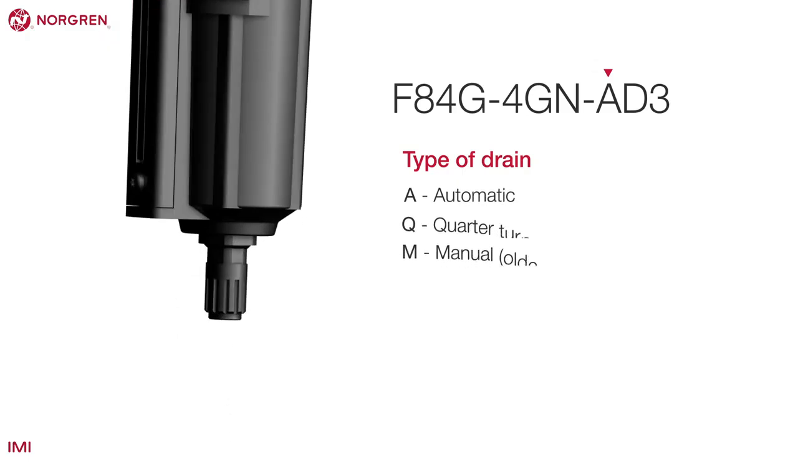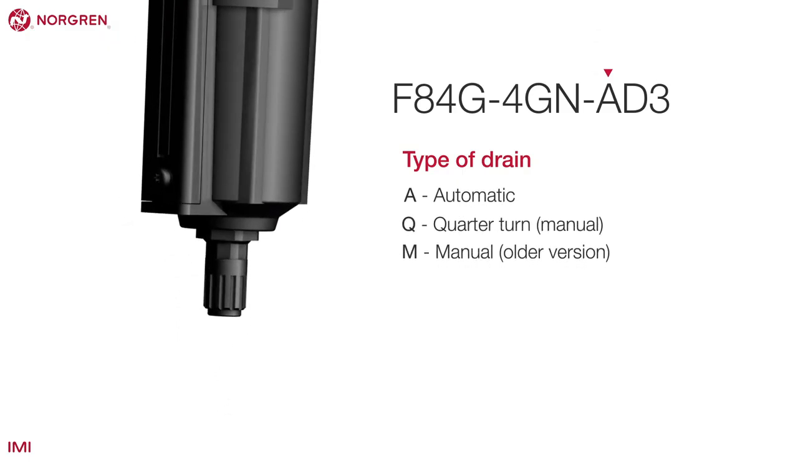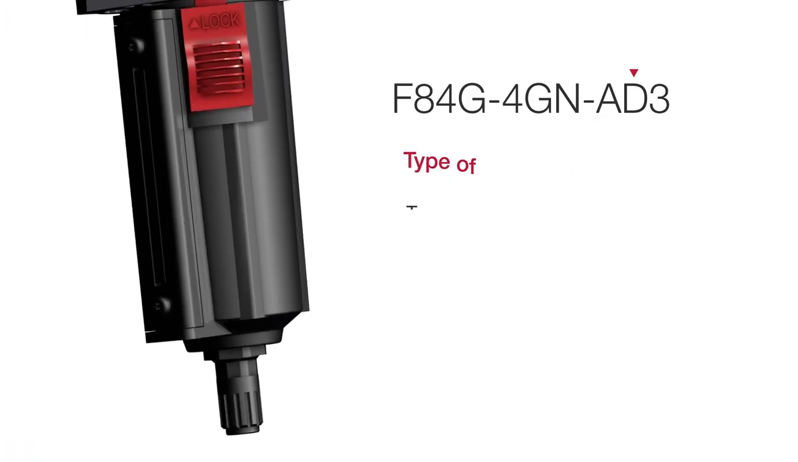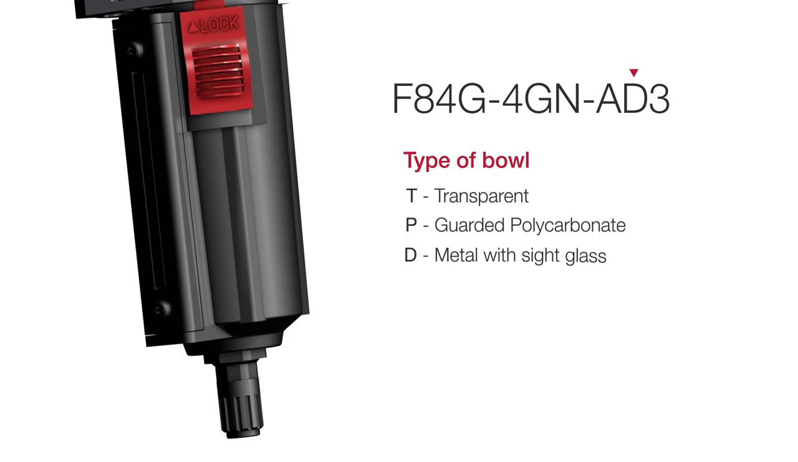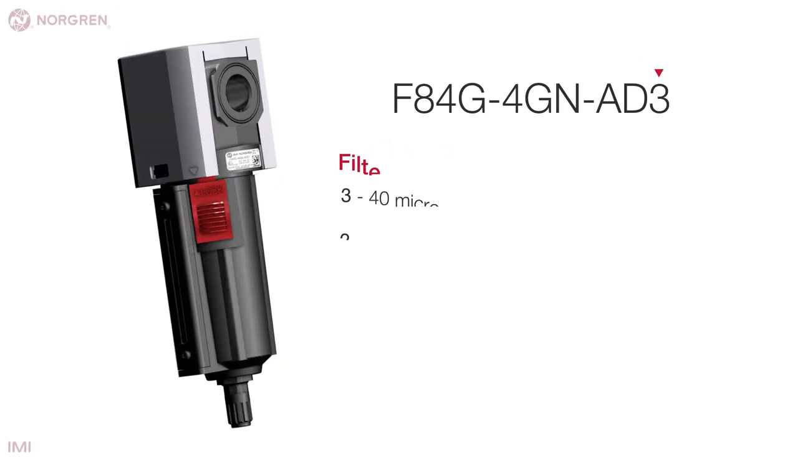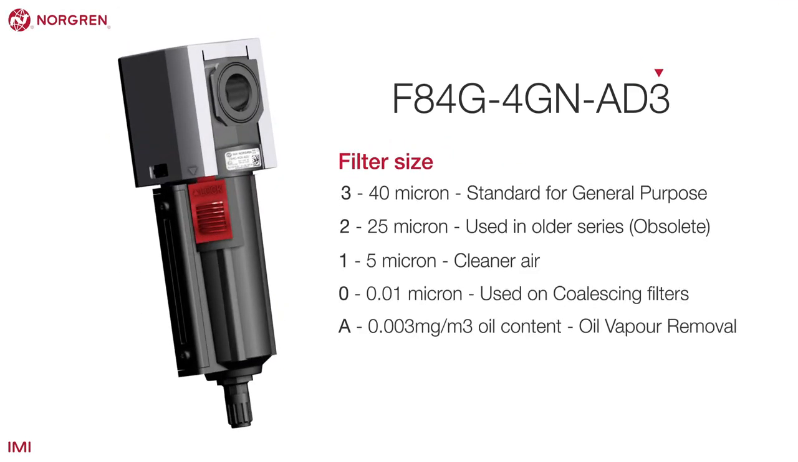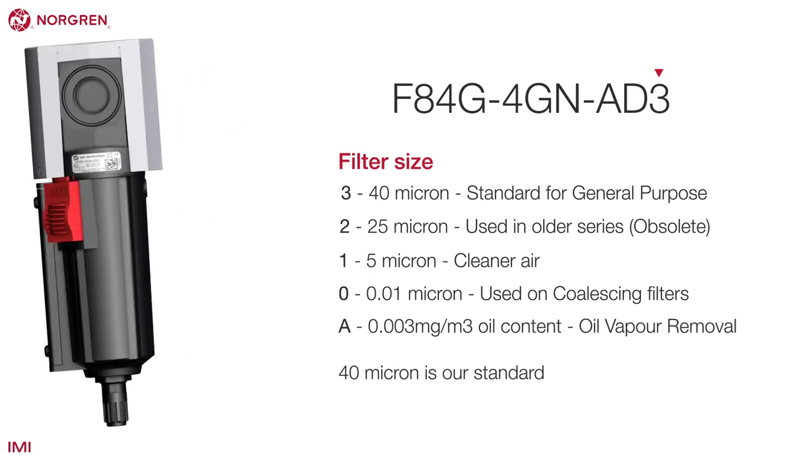The 8th digit represents the type of drain selected, A for automatic and Q for quarter turn, more commonly known as manual or M. The 9th digit represents the type of bowl. In our example, it's D, indicating a metal bowl with a sight glass. Not all products offer all options. Check the datasheets for more information. The 10th and final digit gives us the filter size. Our example is 3, which represents a filter size of 40 micron, our standard.